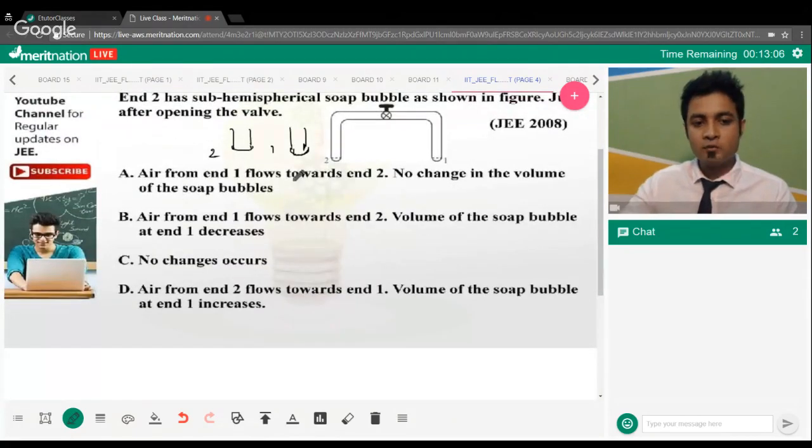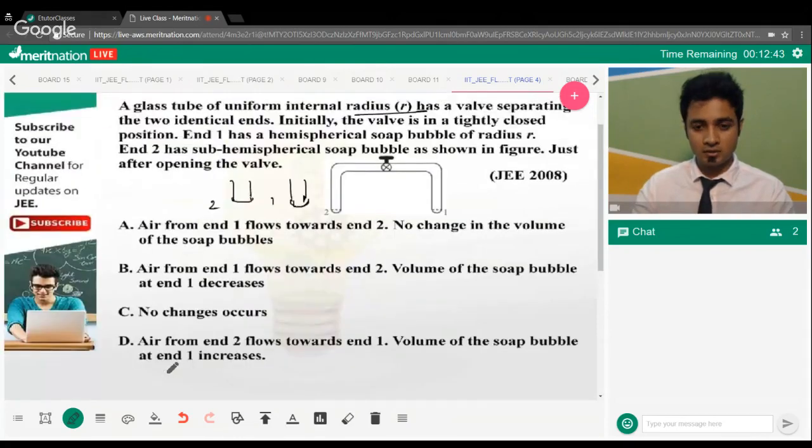Air from end 1 flows towards 2, no change in the volume of the soap bubbles. Air from end 1 flows towards end 2, volume of the soap bubble at end 1 decreases, no change occurs. And the last one is air from end 2 flows towards end 1, volume of the soap bubble at end 1 increases. Can anybody respond on this? Like, what would be the answer?